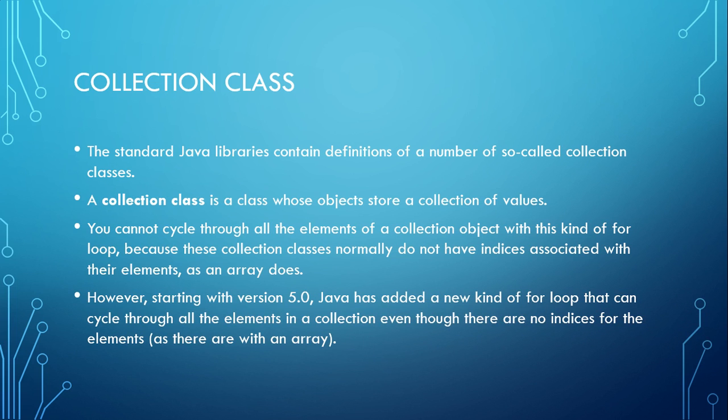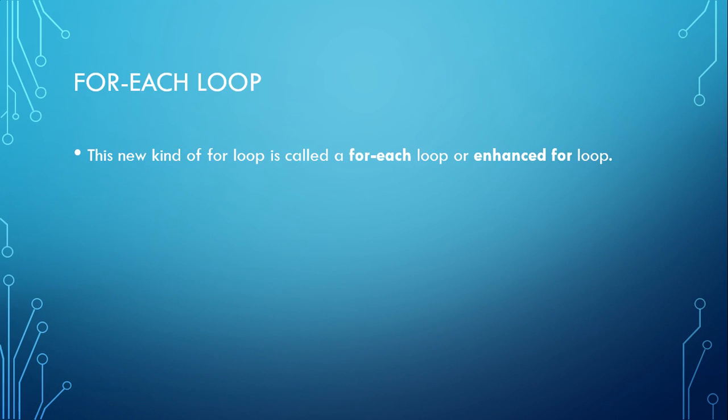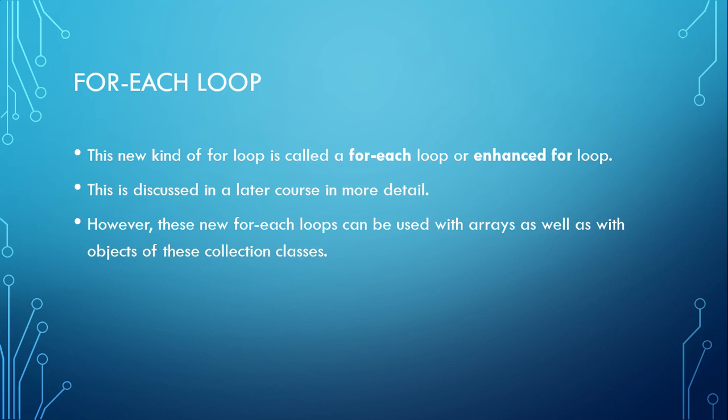However, in this newest version, Java 5.0, Java added a new kind of for loop that can cycle through all the elements in a collection even though there are no indices for the elements as there are in an array. So pretty much with everything that we're going to be doing, it's Java 5.0. So there is a way you can cycle through everything, and that's with the for each loop. As I mentioned, it's the for each loop, sometimes known as an enhanced for loop. And we'll discuss it in much more detail in a later course, I believe Programming 3.